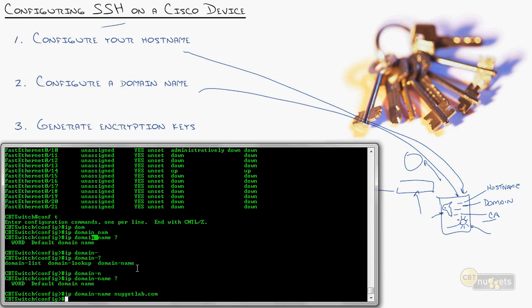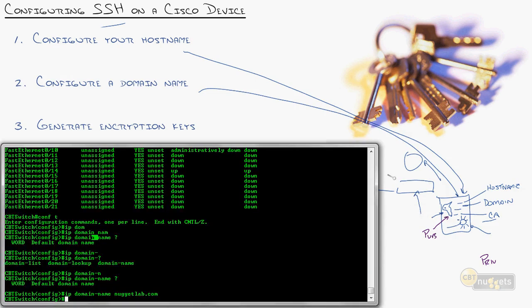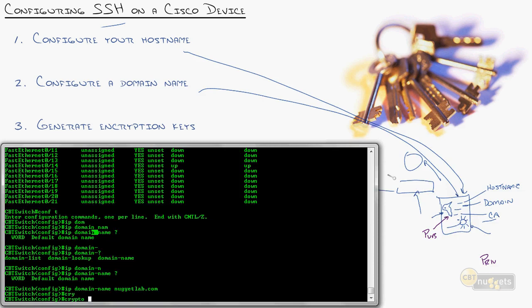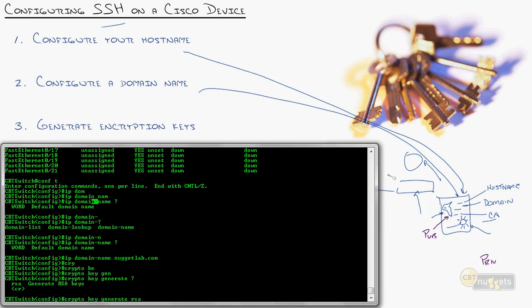Okay, now we're going to generate encryption keys. I need to generate essentially the public-private key set for this certificate. The private key I will never give out. The public key anybody can have because it's only half of the formula. So the way I do that is I do crypto key generate RSA.